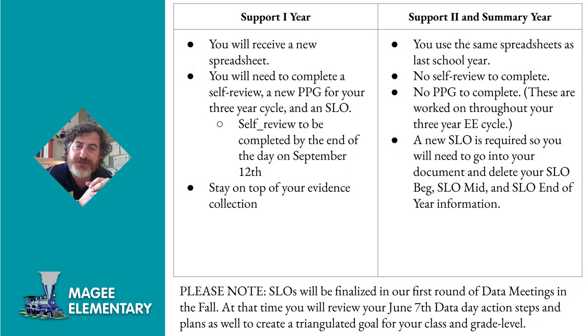If you are in your second year of support or your summary year for educator effectiveness, you use the same spreadsheets as last school year. In your Google Classroom, you will be given an updated 25-26 spreadsheet that has all of your information from last year. There's no self-review to complete. There's no PPG to complete because your self-review and PPG lasts for 3 years. And you will have to create a new SLO.